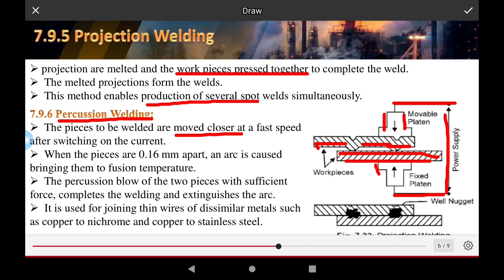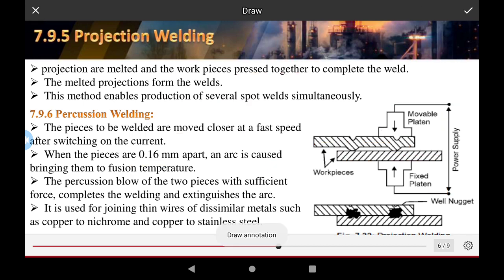Both have high pressure applied, along with heat. Switching current is sufficient to provide force for welding and excitation of the arc. Percussion welding is used for joining thin wires of dissimilar metals, such as chromium, copper and nichrome, and copper and stainless steel.